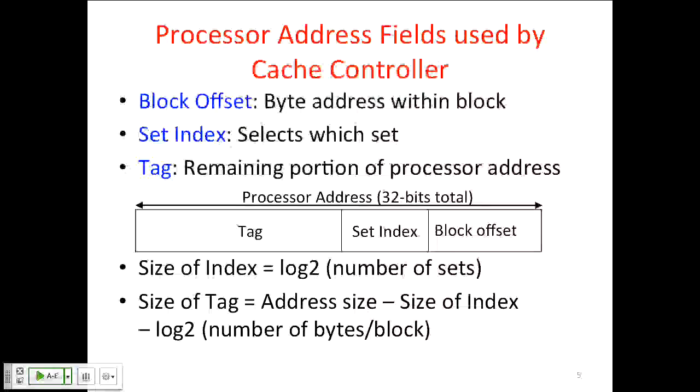And that doesn't really play much role in the cache access itself. It's just that once you find the block is in the cache, it figures out which piece of that block you want to send back to the processor, right? So that's the role of the offset.